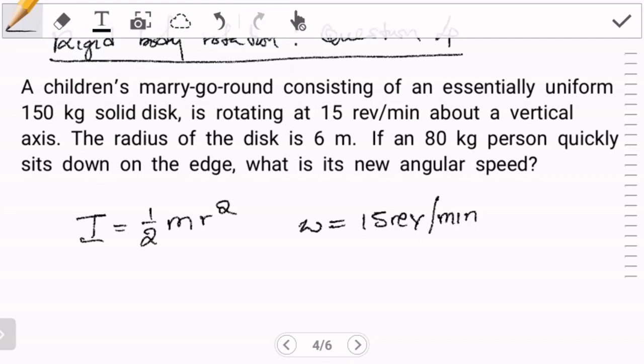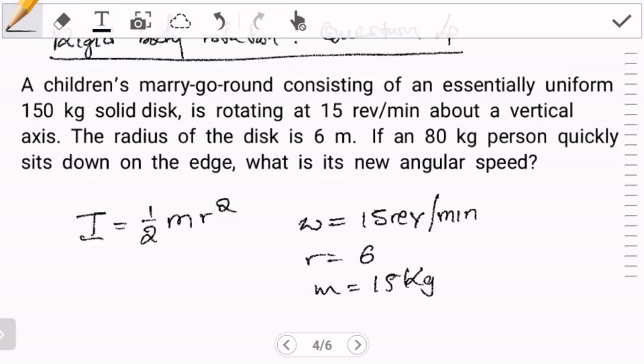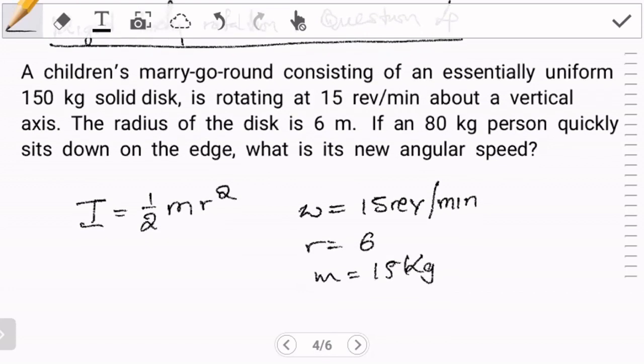The radius of the disk is 6 meters. We're given the radius as well. The mass was given earlier, that was 150 kg. So already with what we're given, we're able to get the moment of inertia. Now they say, if an 80 kg person quickly sits down on the edge, what is its new angular speed? So they want the new angular speed of the merry-go-round, which was initially moving at 15 revolutions per minute, after the person whose mass is 80 kg sits on the edge of the same merry-go-round.